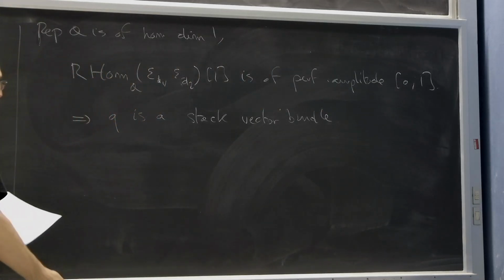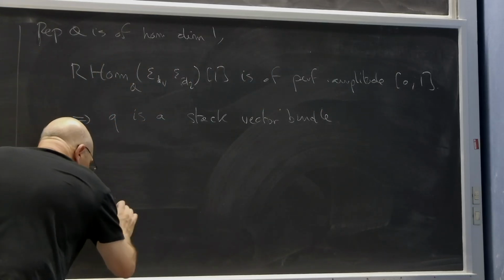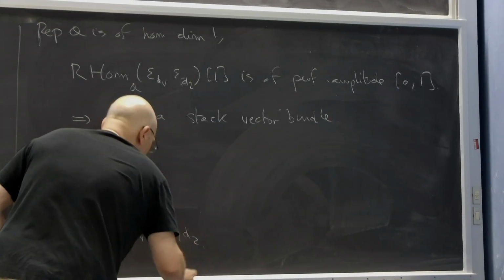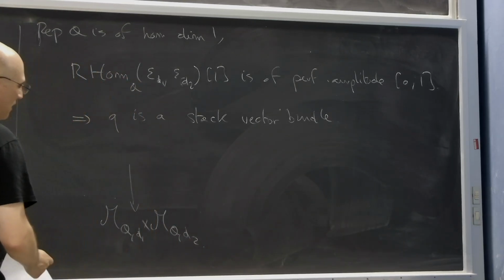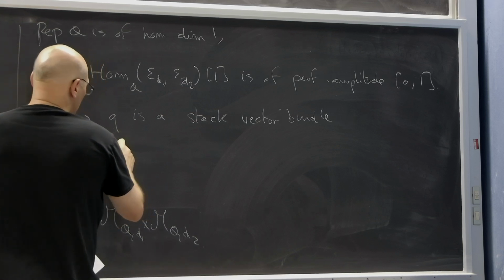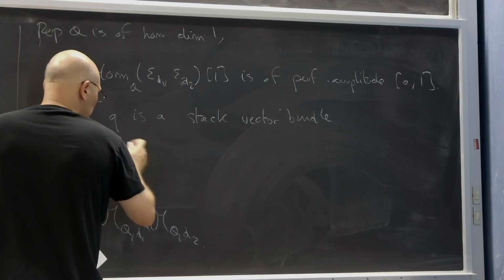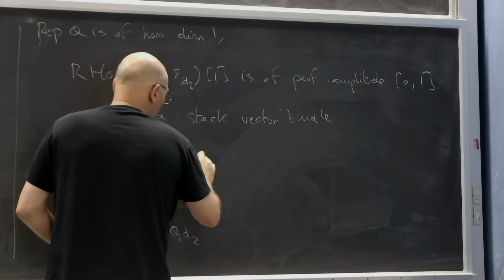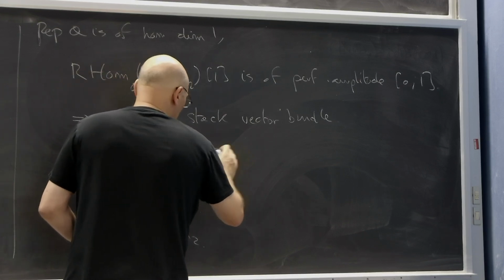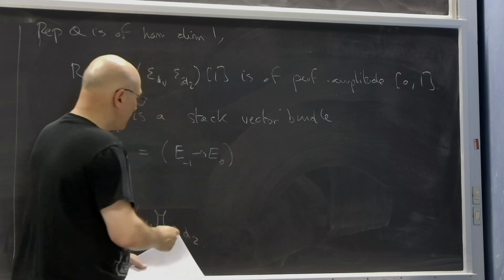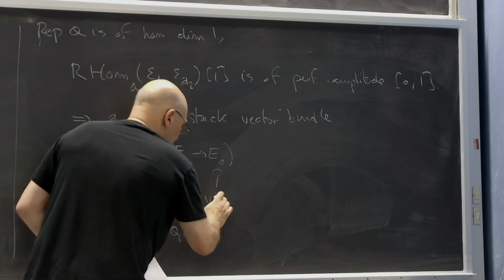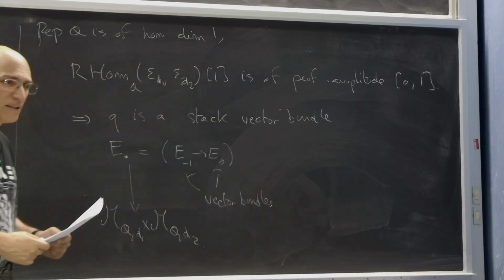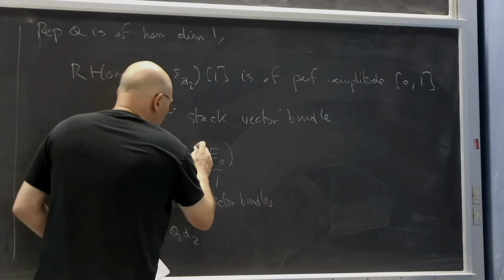Which I mean the following. So you have MQD1, MQD2, and over this I have a complex. Let's just call it E, which is this E minus 1 goes to E0. Okay, it's just a complex, and these are vector bundles. Let's call this map F.